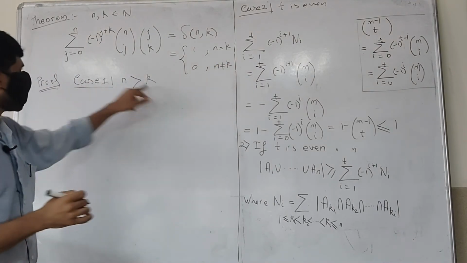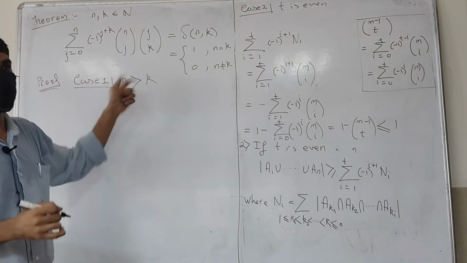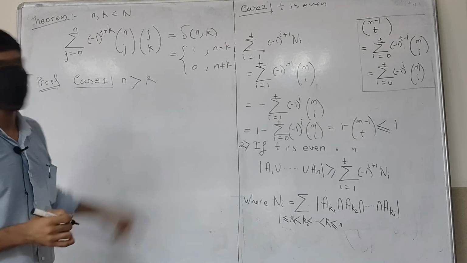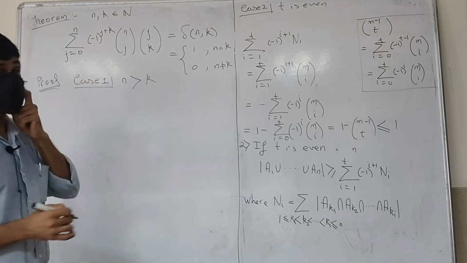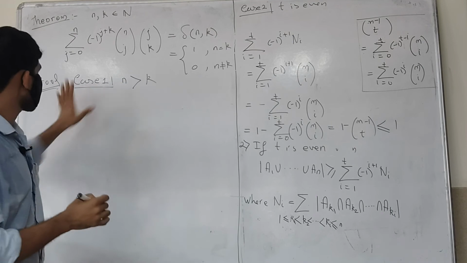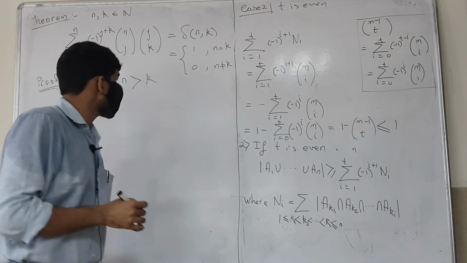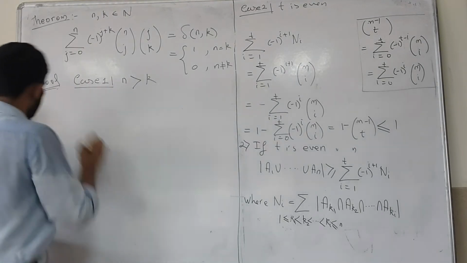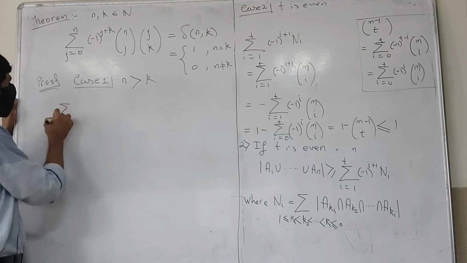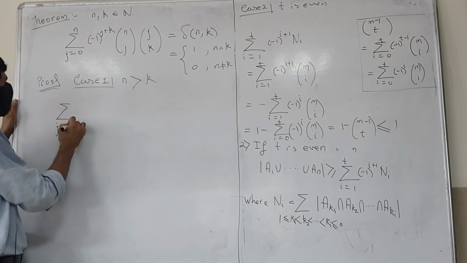So when n is greater than k, I have to show it 0. When n is equal to k, I need to show it's 1. When n is less than k, I need to show it as 0. Okay. So case 1, n is greater than k. What we use here is a very simple technique.